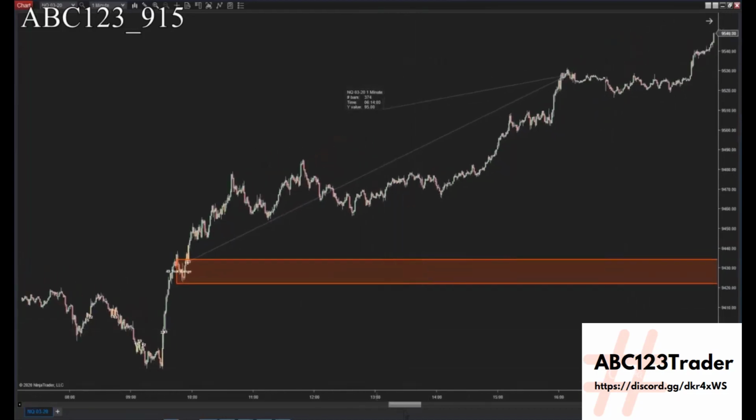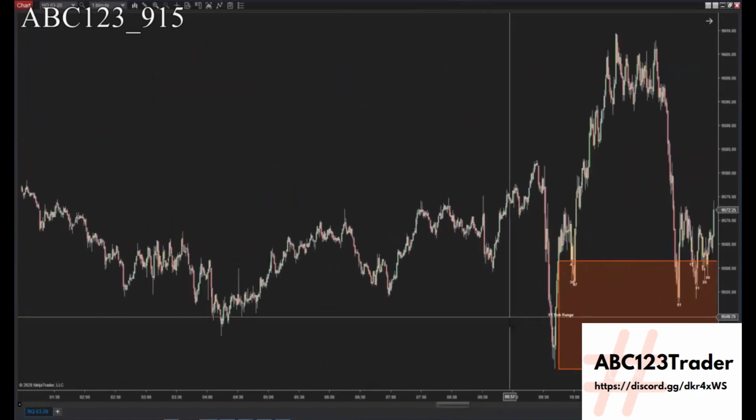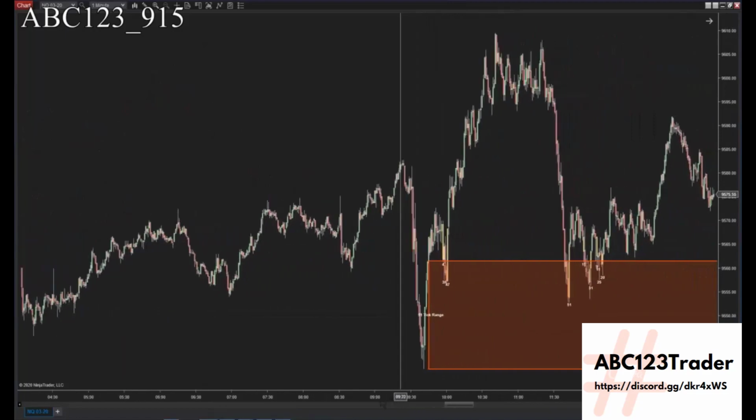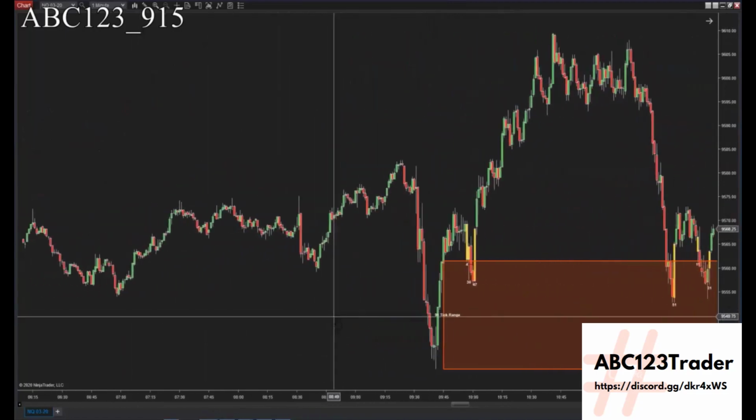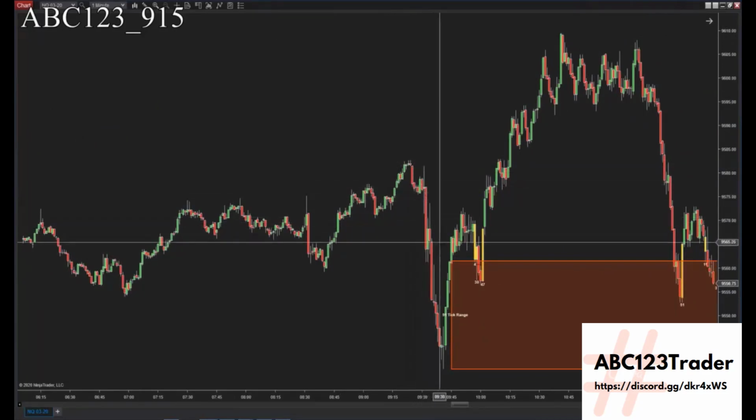So what we do next day, here we go again. And this is another perfect example of when days are whippy. We're expecting the market starting to crash.